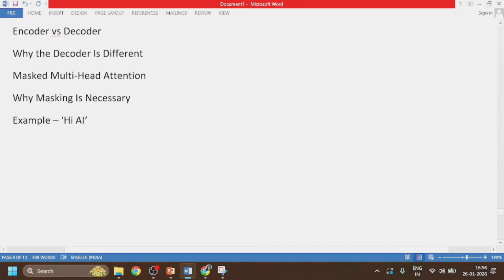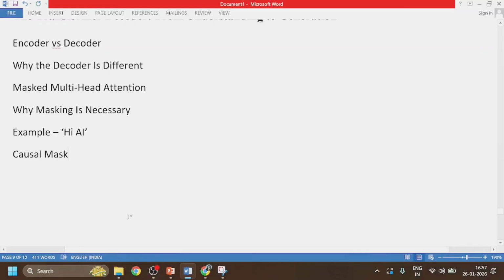I'm going to explain again with this example. At step 1 the model only sees hi and predicts the next word. At step 2 it sees hi AI, but nothing beyond that. The mask enforces this behavior. Internally this is done using the causal mask, which blocks attention to the future positions. You don't need to remember the matrix, just remember the rule: no peeking into the future.